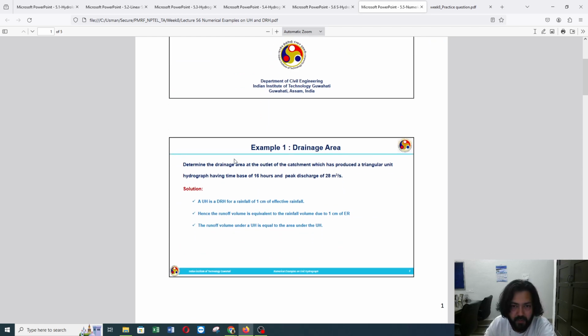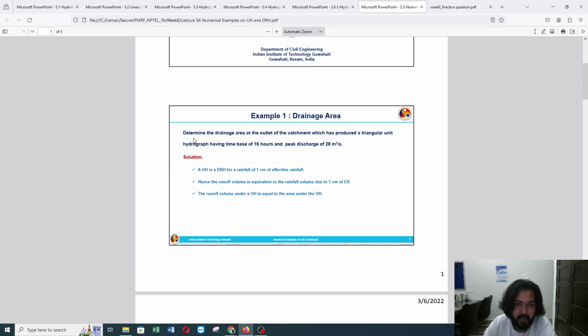So first we'll see the first example, which is a simple example based on drainage area. Here they are asking us to determine the drainage area at the outlet of the catchment, which has produced a triangular unit hydrograph having a time base of 16 hours and peak discharge of 28 meter cube per second. In order to solve this numerical, we have to be thorough with the procedure of determining DRH, right? So what is the procedure?